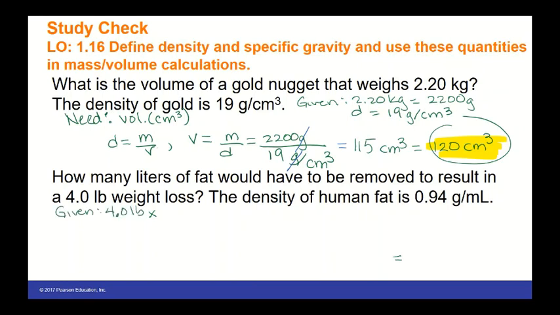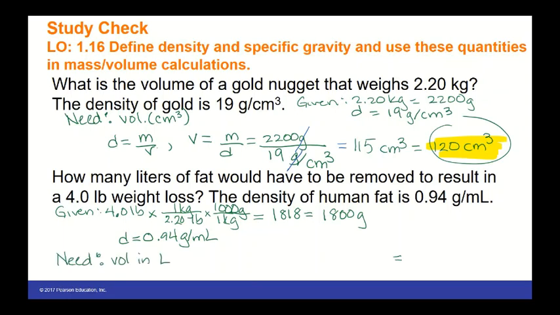We're given 4 pounds, but our density is in grams, so we need to convert that 4 pounds to grams. We know that 1 kilogram is 2.20 pounds, and we need to convert that kilograms to grams. And we get 1,818 grams. We have the density that's 0.94 grams per milliliter. So now we need our volume in liters.